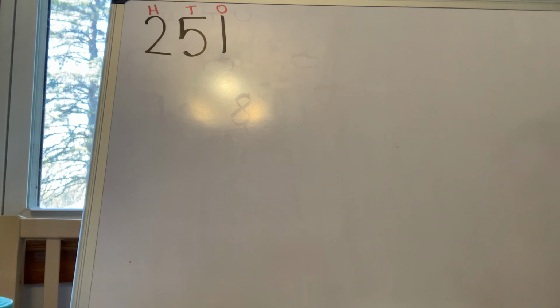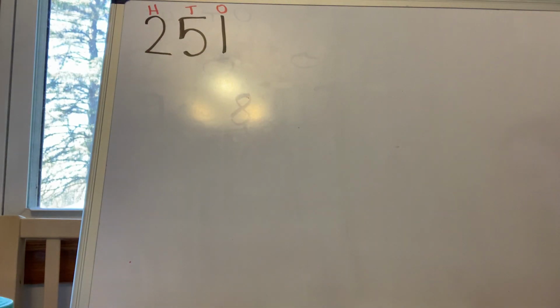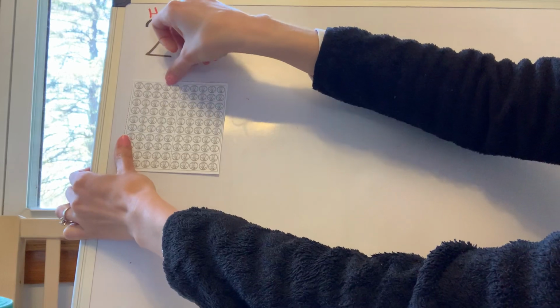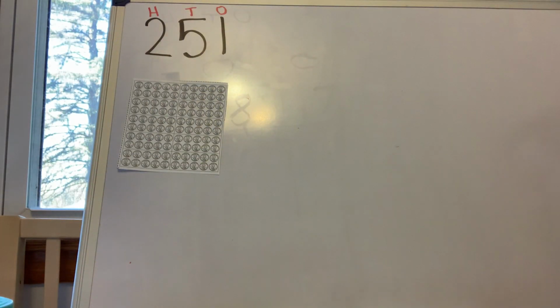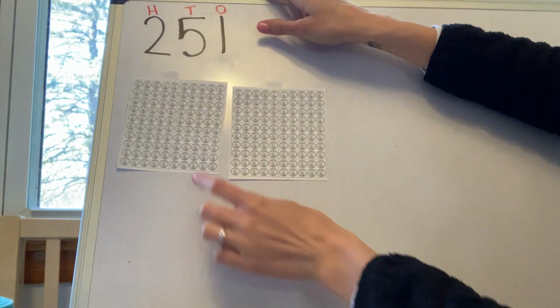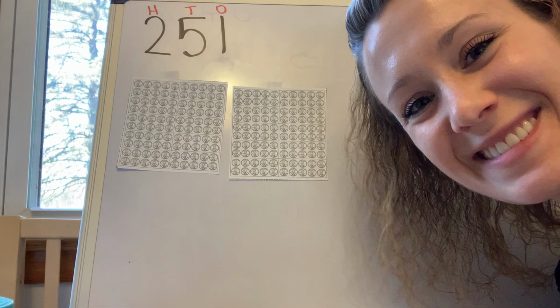Now I need to use my pennies. So how many hundreds? It says I need 2 of them. So I'm going to take out 2 big blocks. 100. No, I can't stop because it says 2. So I need to take out 2 big ones. All right, 100, 200. I have that, 2 hundreds.